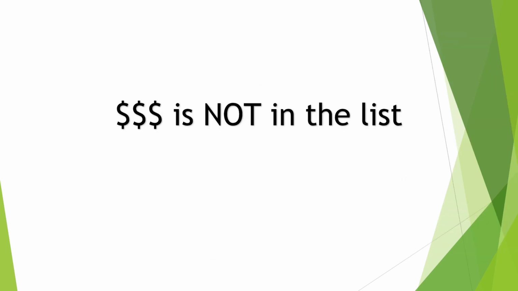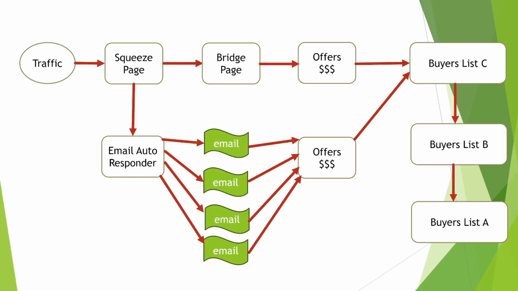And that is why the money is not in the list. The money is in the buyers list. That is your overview and breakdown of the passive income profit funnel.